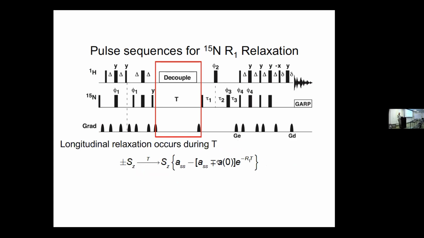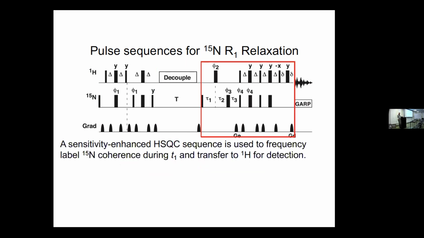So here, because our starting magnetization toggles between plus and minus, when we subtract the two signals, we'll end up canceling the steady state values. And the steady state values don't know about the initial values. And this is then a very standard sensitivity enhanced gradient selected HSQC sequence to record the signals.